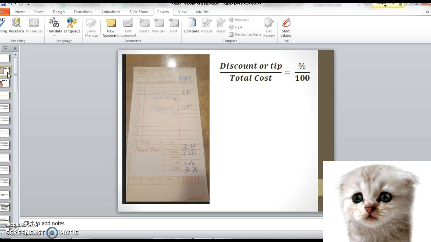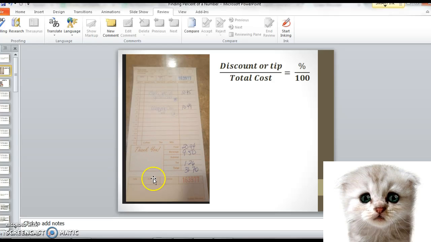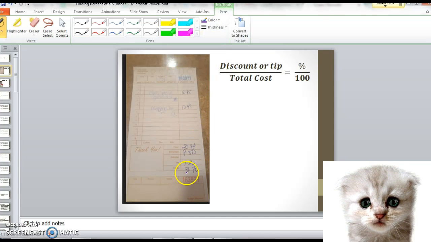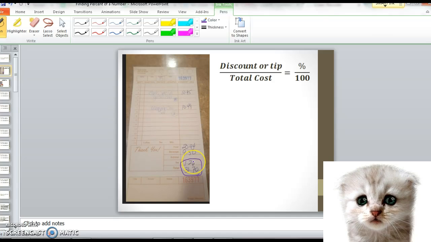Okay, so in this next unit, we're going to be finding the percent of a number. And this is used a lot in the real world. I want you to take a look at this receipt from when her and her mom went out to dinner. If you notice, at the bottom of the receipt is a total, $31.70. That's the total cost of the bill. You'll also see tax was included in there as well.